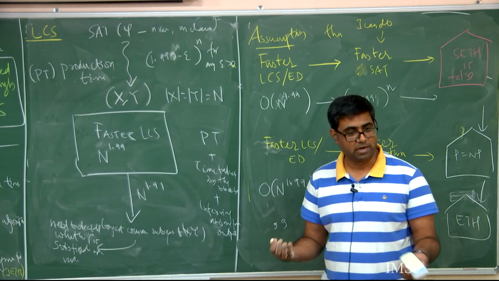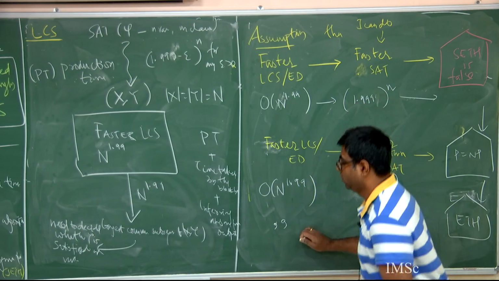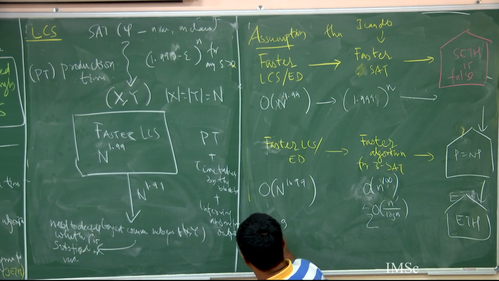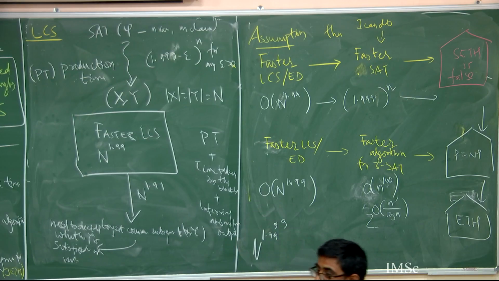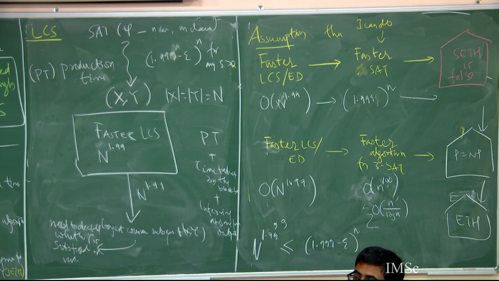I do a very simple maths computation. What do I want? I want n^1.99 to be less than or equal to 1.99 minus epsilon to the power n. This is what I want. I can solve this, right? Whatever that n comes, I can fix that. All I want is this should be less than or equal to this.